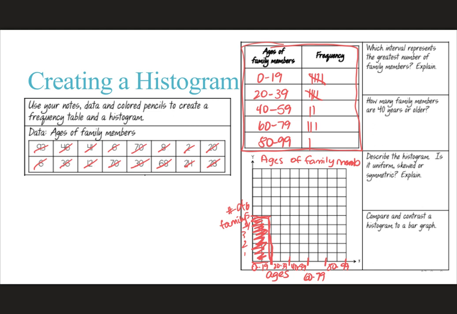So 0 to 19 has 5. 20 to 39 also has 5. So you see how the boxes touch. You don't leave any space between them. 40 to 59 just has 2. And then 60 to 79 has 3. And then 80 to 99 has 1. So ideally you would draw those in different colors so they look a little neater. But you kind of get the idea there. So I would kind of draw it so that you could see the difference between them.